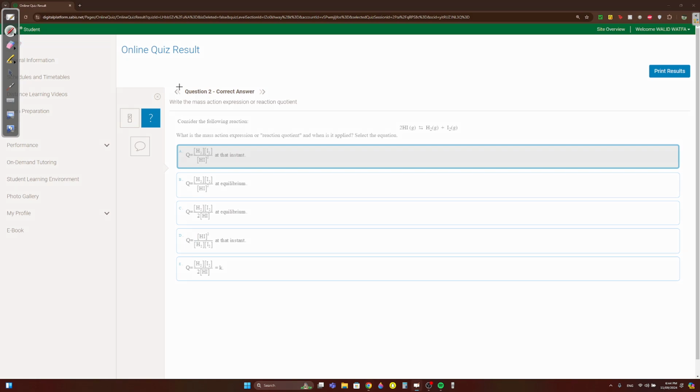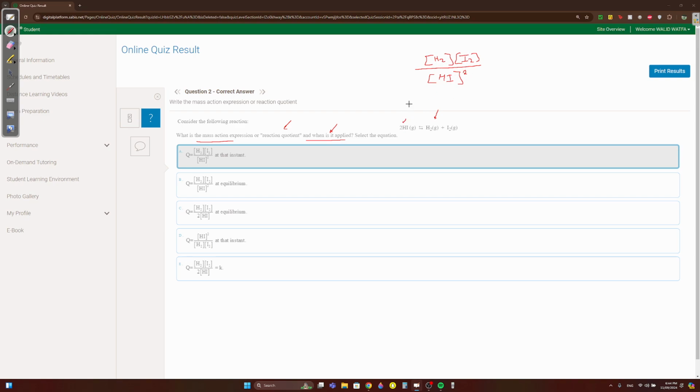Question 2. What is the mass action expression or reaction quotient, and when is it applied? When it is applied is very important. Now we know how to find the mass action expression. Easy: products divided by reactants. The concentration of the products, H2 and I2. There are no coefficients, so we don't put any power, over the concentration of HI. The first thing you check is whether they're gases, but all of them here are gases, so it doesn't matter. Is there a coefficient for HI? Yes, so you raise it to the power of the coefficient.